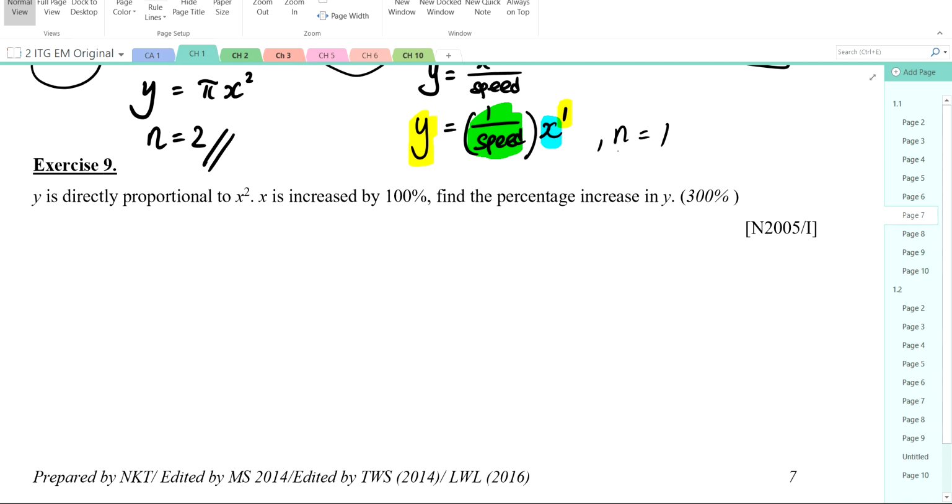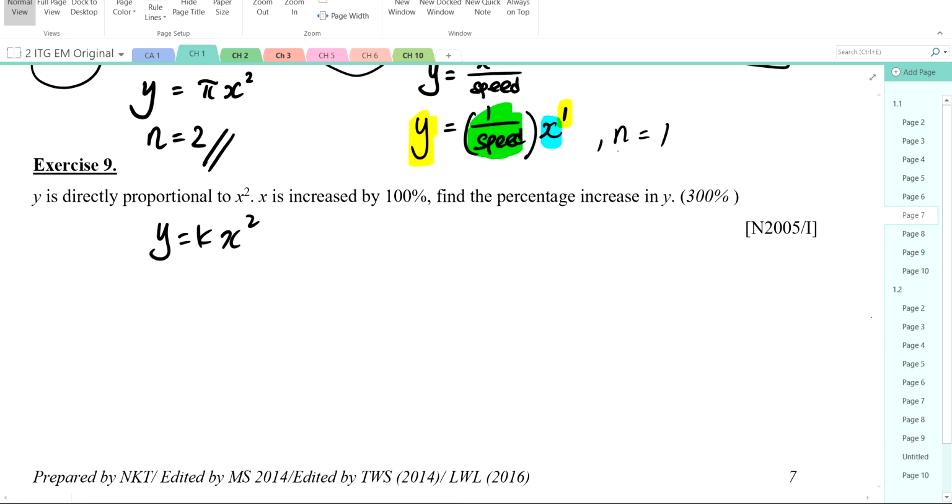Everybody, read exercise 9, first sentence. Read it together. Y is... Okay, stop. What can you write from this? Y equals kx squared. Very good. This is what you must write already. Easy so far?